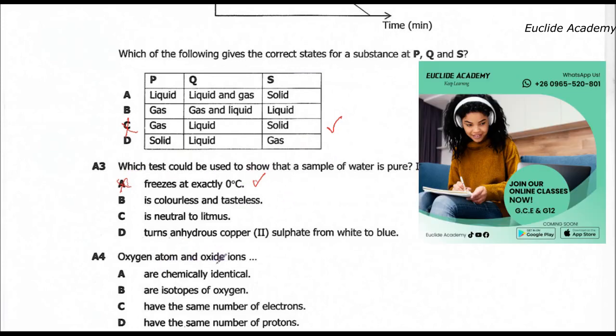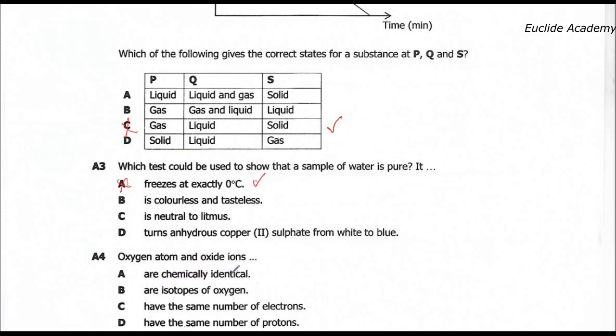Question 4. Oxygen atom and oxide ions are dash. An oxygen atom is stable, and an oxide ion is not stable, because it has gained some electrons. So an oxide ion is an oxygen atom which has gained electrons, so it has a charge. A charged atom is called an ion. So an oxygen atom which is charged is called an oxide ion.